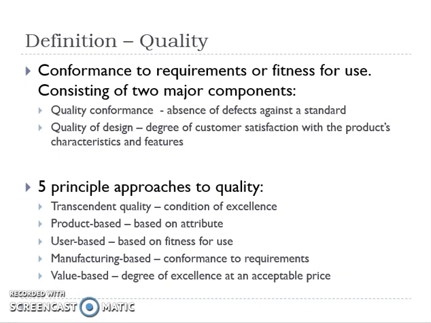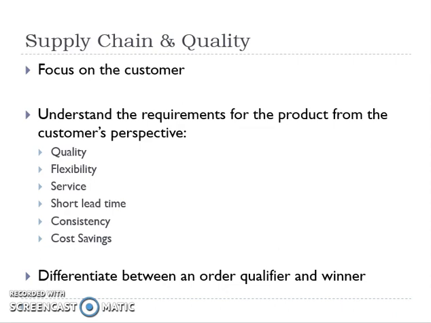Manufacturing-based quality could be conformance to requirements of production. And then value-based is degree of excellence at an acceptable price. So talking about transcendent quality, but looking at overall value. So supply chain and quality work well together. And the reason is supply chain thinking and quality helps you be more effective in achieving the level of profitability, but also the level of customer satisfaction necessary on that fitness for use side of the definition of quality.